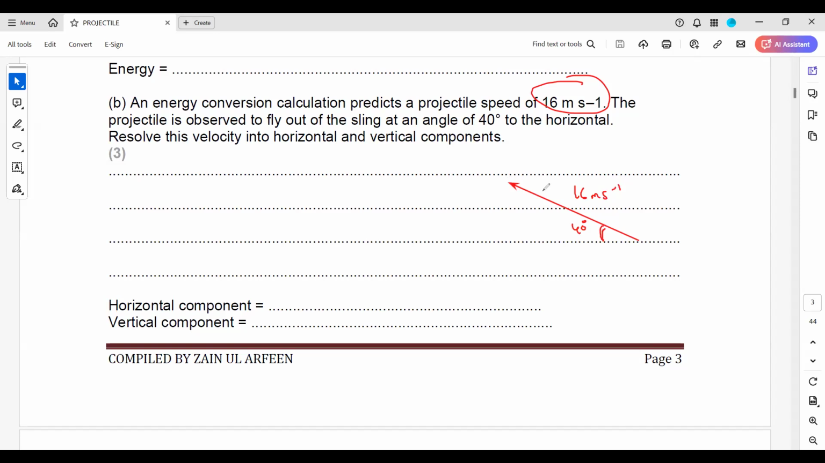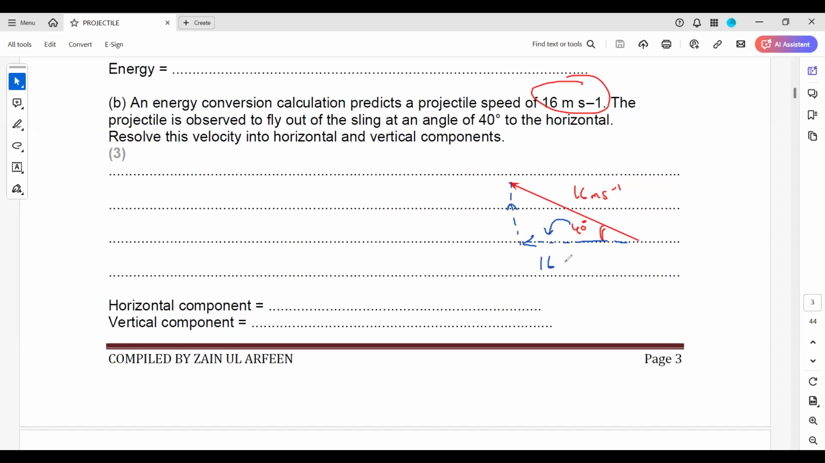So this will have two components. One component is horizontal and the other component will be vertical. What will be the horizontal component here? Sine or cosine? The horizontal component. Cosine. Cosine, because the one which is next to the angle is cosine.